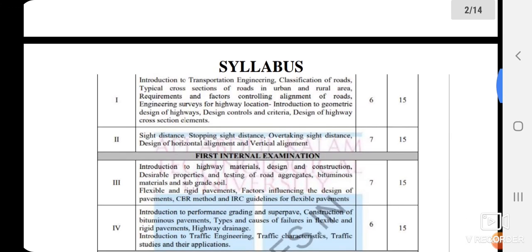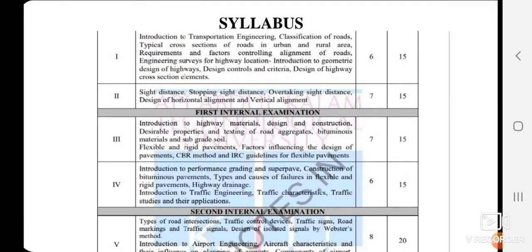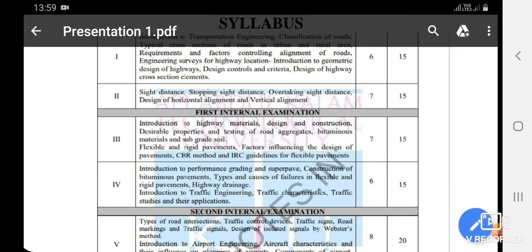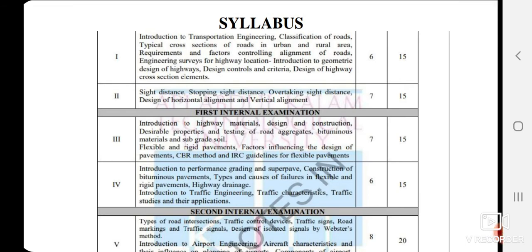The syllabus contains 6 modules. Some students don't know what the mark distribution from each module is for the KTU University examination. The syllabus contains 6 modules. For the first 4 modules, 15 marks will be there from each module. So 15 into 4, 60 marks.